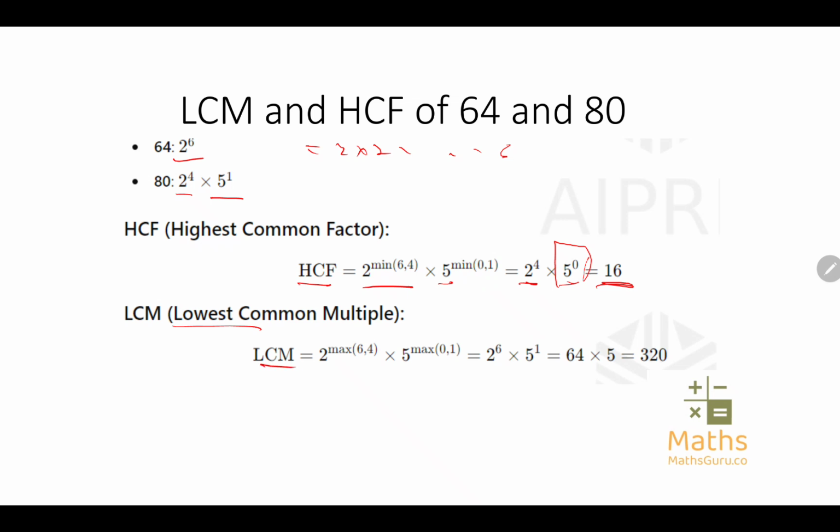Similarly for LCM, we will have to find the max. Between 6 and 4, we will pick 2 to the power 6, right? And for 5, it's 0 and 1, so we will pick 5, right? 64 into 5, 320 would be the LCM for 64 and 80. So using prime factors and this algorithm, we can find the LCM and HCF of any numbers.